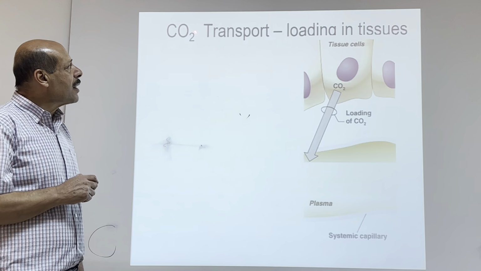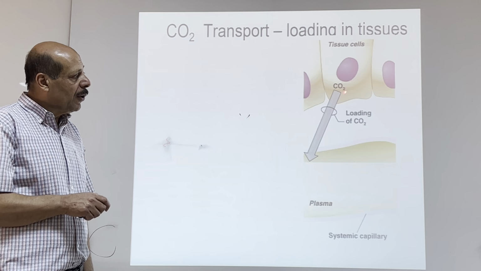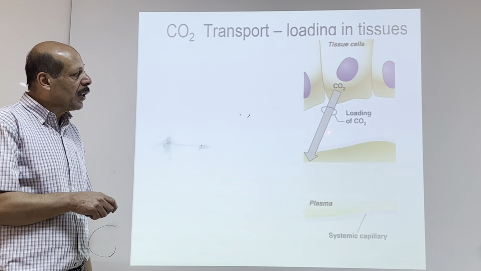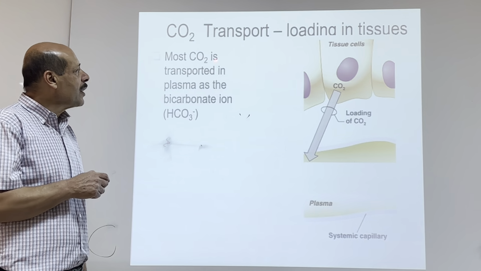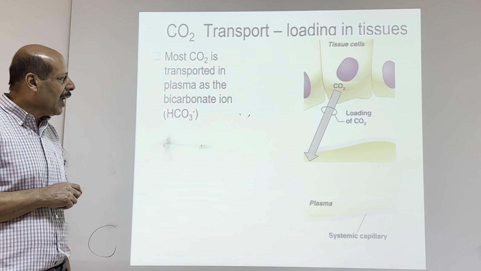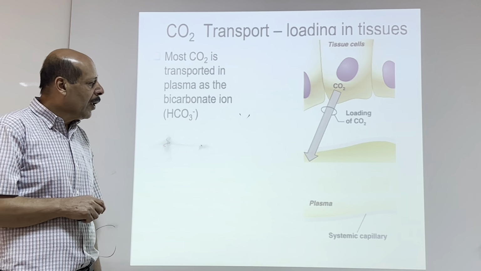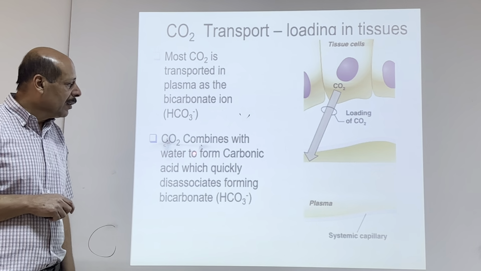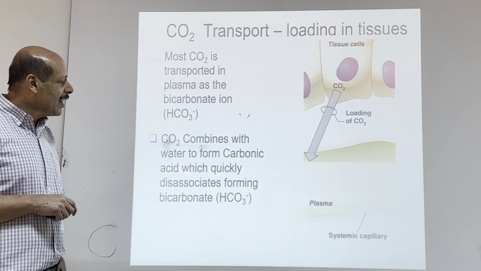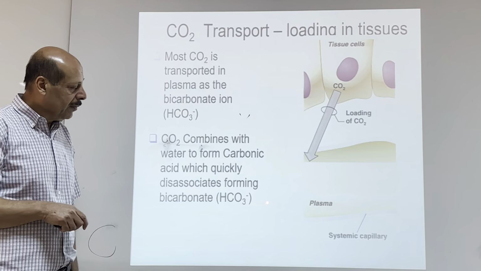So the CO2 transport and loading in the tissue. CO2 will be coming out from the tissue to the blood vessels, and it will be loaded in the plasma. So most CO2 is transported in plasma as bicarbonate ion, as we mentioned before in the respiratory system, as HCO3. CO2 also combines with water to form carbonic acid, which quickly dissociates, forming hydrogen and bicarbonate, HCO3.